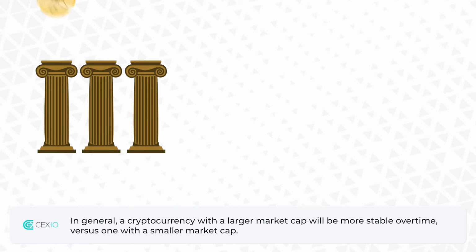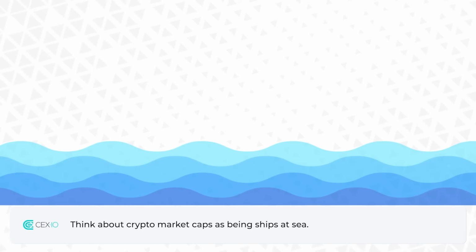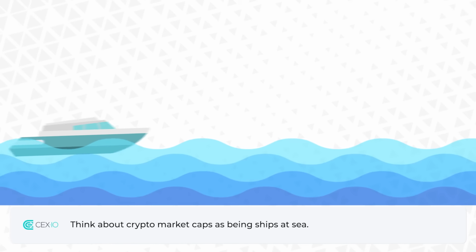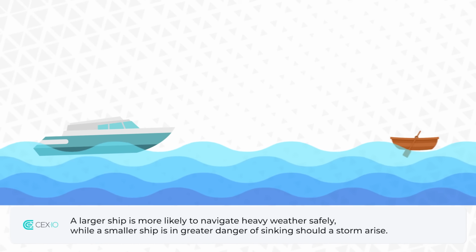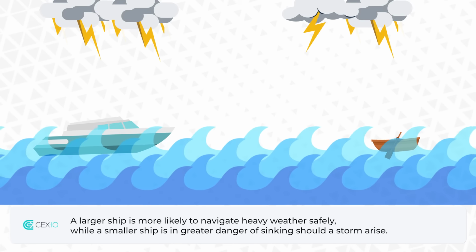In general, a cryptocurrency with a larger market cap will be more stable over time versus one with a smaller market cap. Think about crypto market caps as being ships at sea. A larger ship is more likely to navigate heavy weather safely, while a smaller ship is in greater danger of sinking should a storm arise.